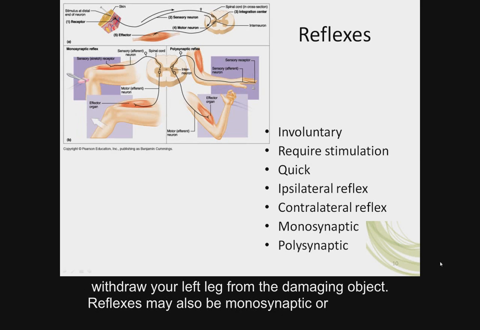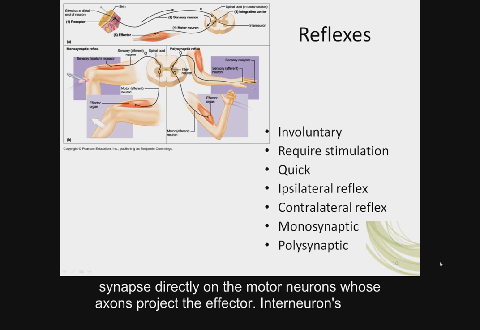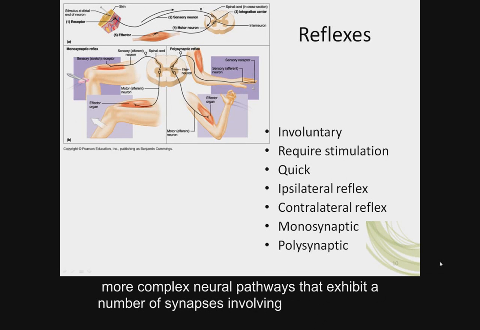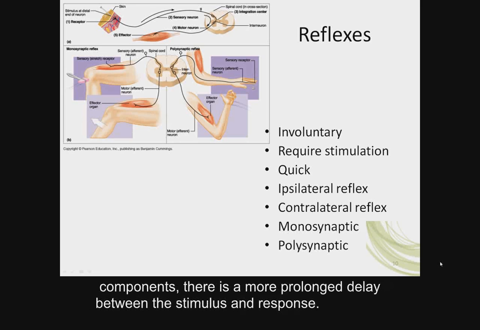Reflexes may also be monosynaptic or polysynaptic. A monosynaptic reflex is the simplest of all reflexes. The sensory axons synapse directly on the motor neurons, whose axons project to the effector. Interneurons are not involved in processing this reflex. Polysynaptic reflexes have more complex neural pathways that exhibit a number of synapses involving interneurons within the reflex arc. Because this reflex arc has more components, there is a more prolonged delay between the stimulus and response.